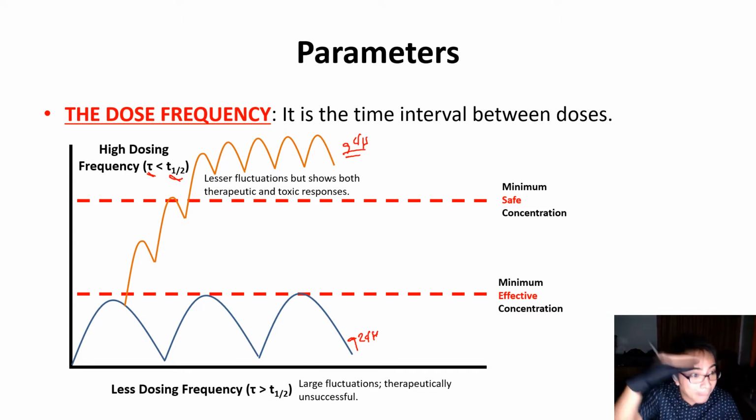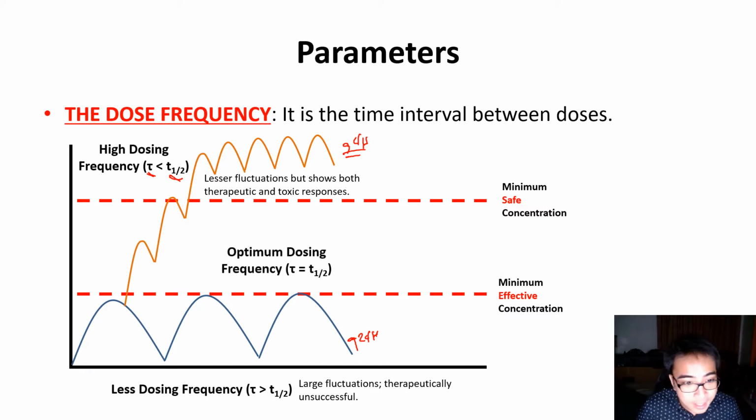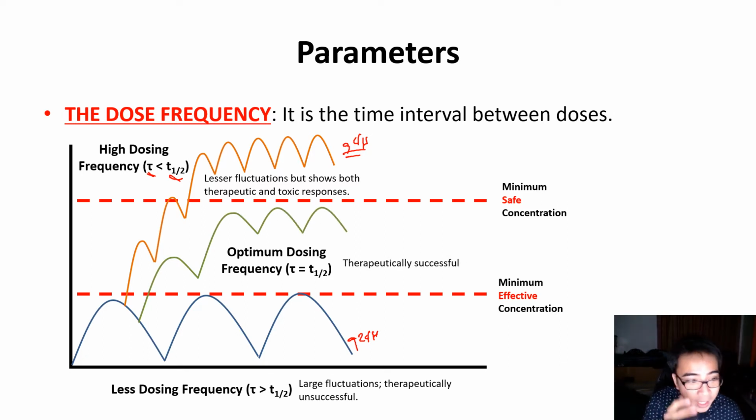So, anong mangyayari dun? Papatong ng papatong yun. Okay? Papatong ng papatong until it reaches steady-state concentration. So, therefore, class, accumulation occurs at a shorter period of time. Okay? So, sure, there will be less fluctuations, but it shows both therapeutic and toxic responses. So, sabi nga natin, we want to get the sweet spot wherein usually the dosing interval is equal to the half-life. Okay, we're in class, we say that's the optimum dosing frequency, okay, and it's considered to be therapeutically successful. Kasi nasa therapeutic range ang plasma concentration natin, ang steady state plasma concentration.